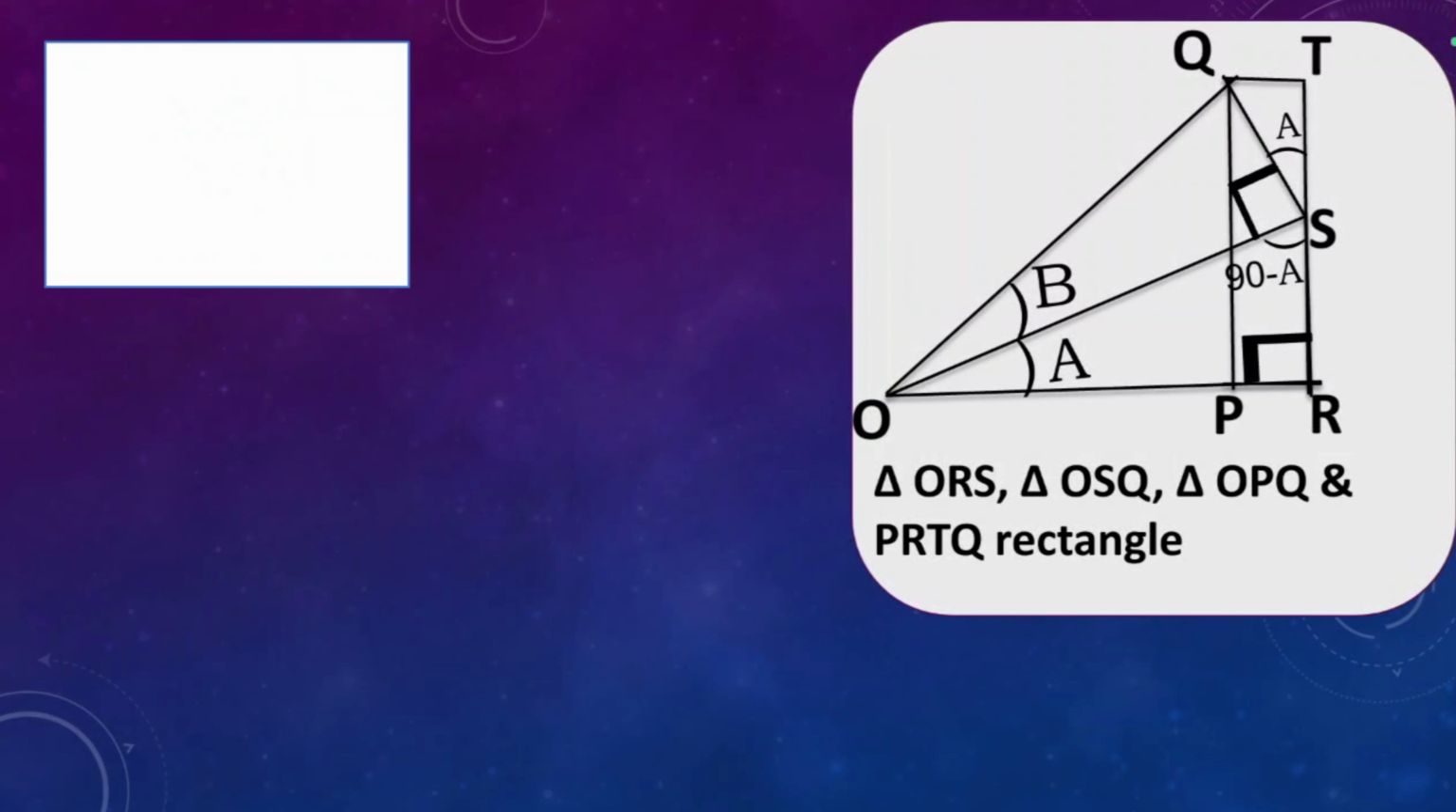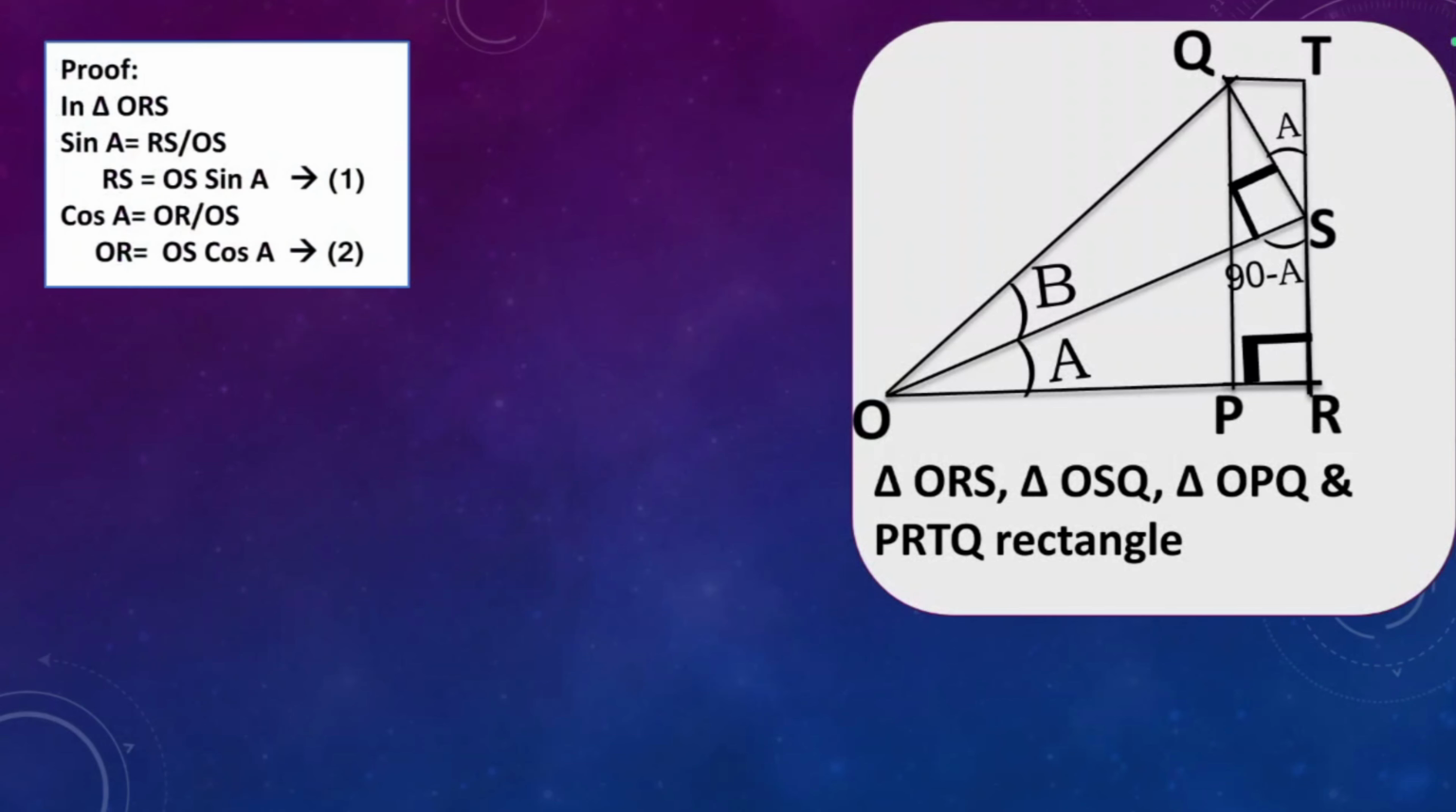First of all, in triangle ORS, if you take the sine ratio, it will be equal to RS by OS, which can be written as RS = OS sin A after transposition. Let us consider this equation as 1. Similarly, the cos ratio with respect to A in the same triangle ORS gives OR = OS cos A. That is the second equation.